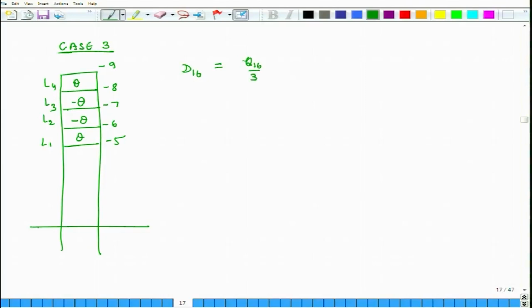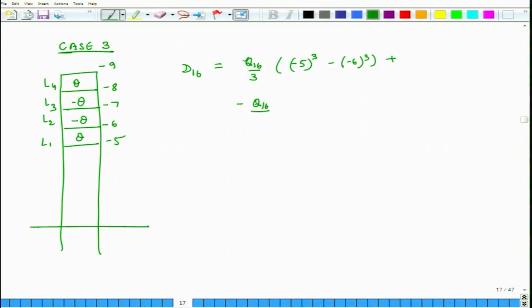Q16 bar by 3 times minus 5 cube minus minus 6 cube plus, now L2 and L3 they have the same orientation. So, I can consider them as one single layer, okay. Or I will, just to be consistent, I will consider them as two layers, does not matter, I will get the same answer.